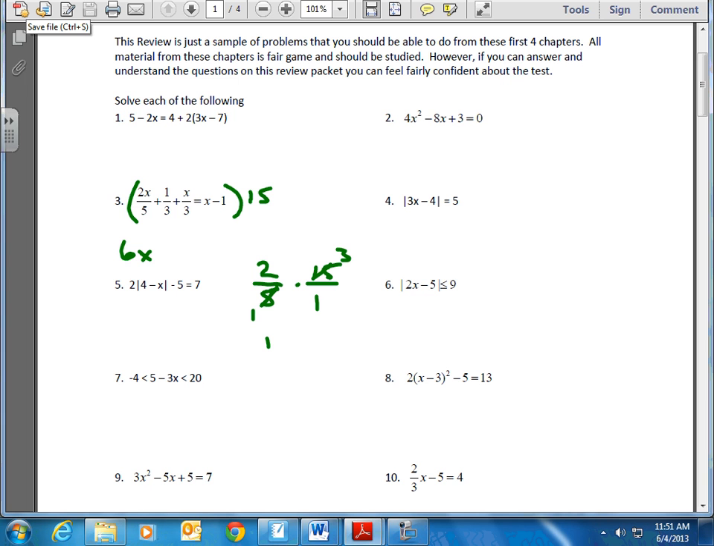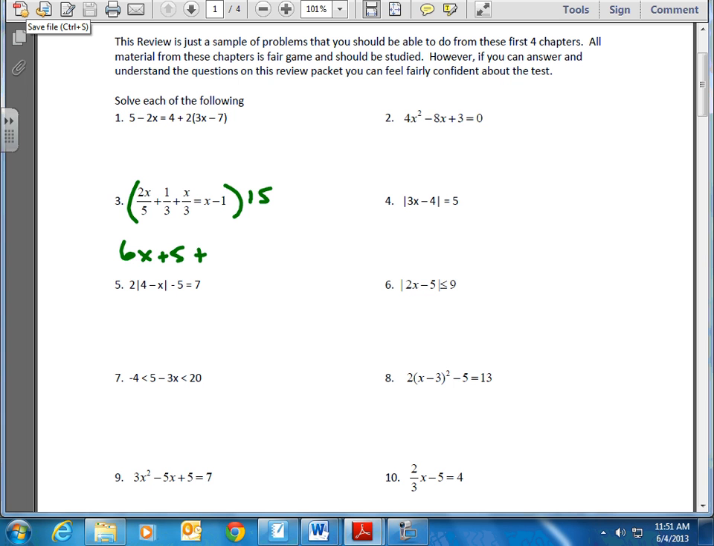1/3 times 15. Just like we said before, this bottom term will always go into the 15. And it's just going to be 5 times 1. If your fractions do not go away, you did something wrong. Because you picked a common denominator, they have to go away. That's why we multiply by the common denominator, is to get them to go away. That is the goal of doing that.